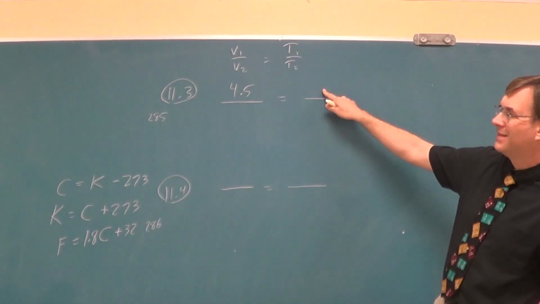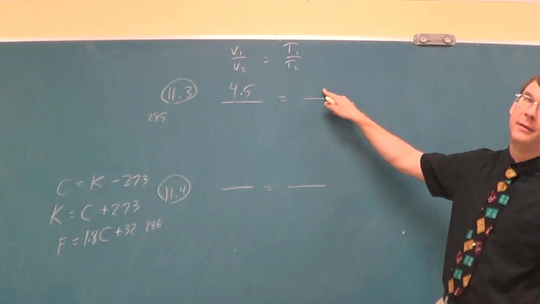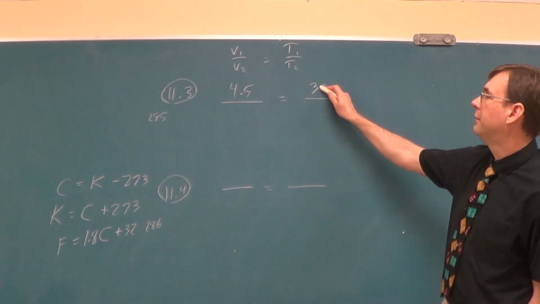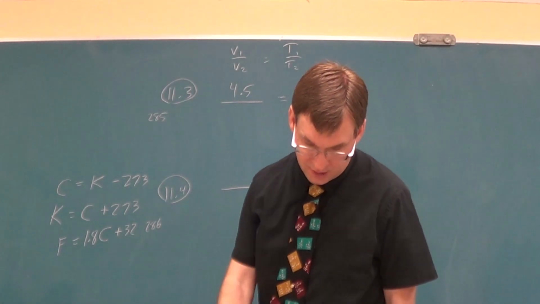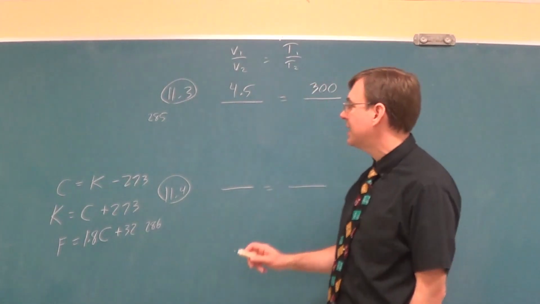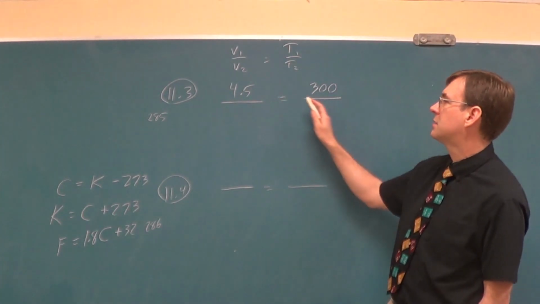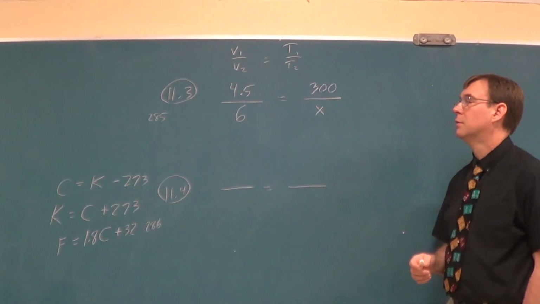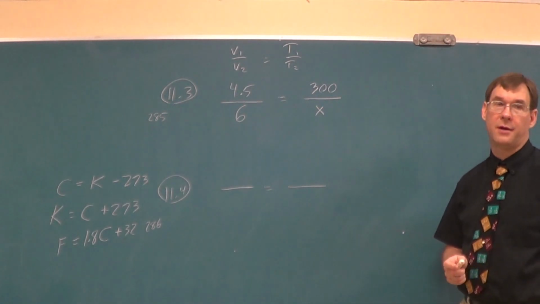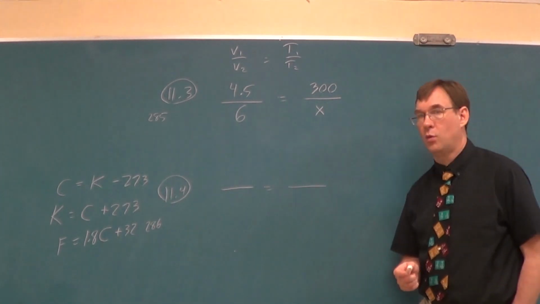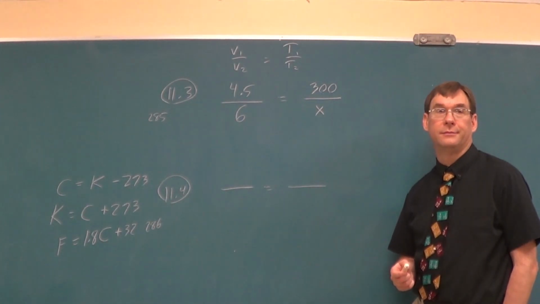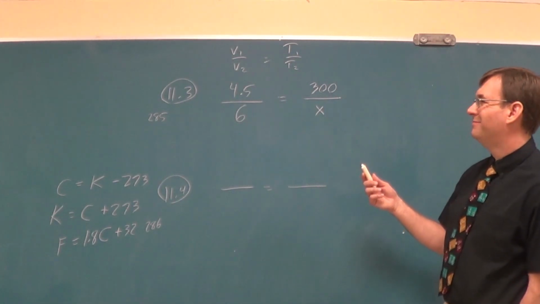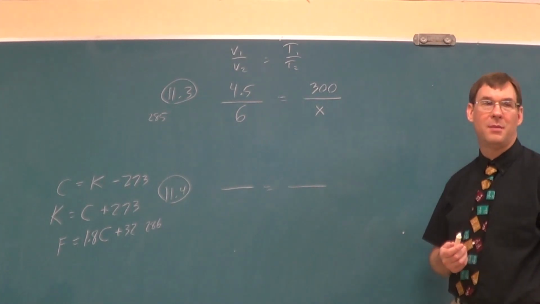So if I give you 27 Celsius, you're going to go 27 plus 273 makes 300. Then it says volume is going to be 6 liters. So I'm going to stick 6 on volume 2, and then I need to solve for this. Question about how the numbers are there? And then what's your algebra skill going to do for you?